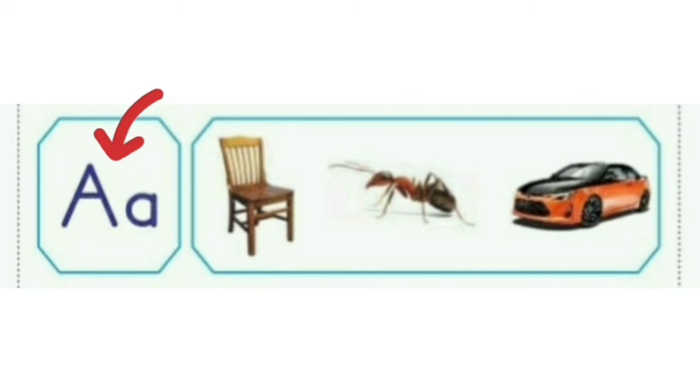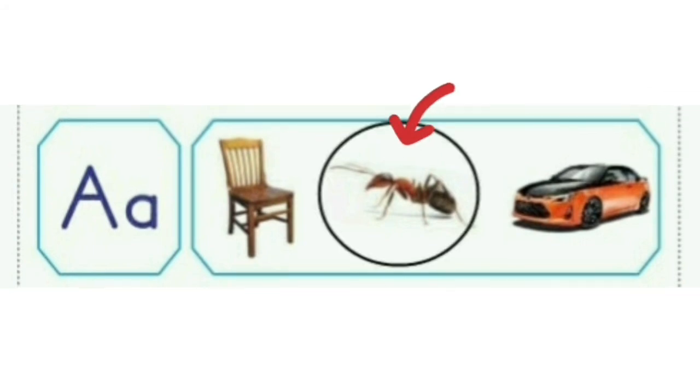Which alphabet is this? Alphabet A. Does chair start with alphabet A? No. So we will not circle it. Does ant start with alphabet A? Yes. So we will circle it. Car does not start with alphabet A, so we'll not circle it.